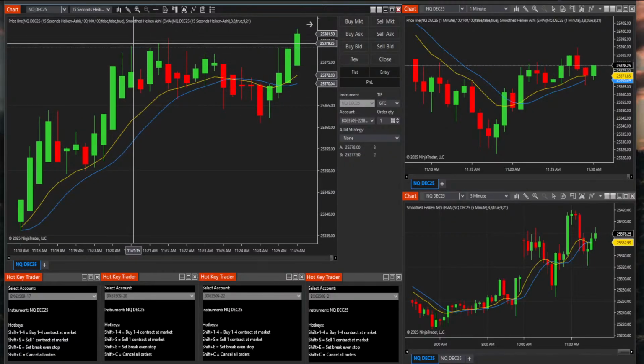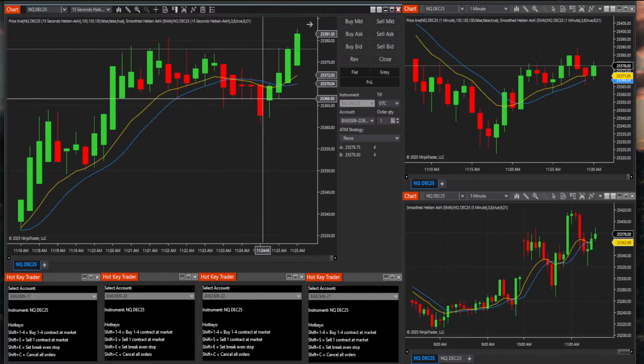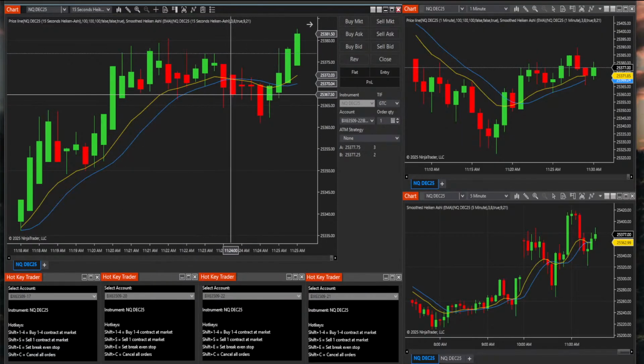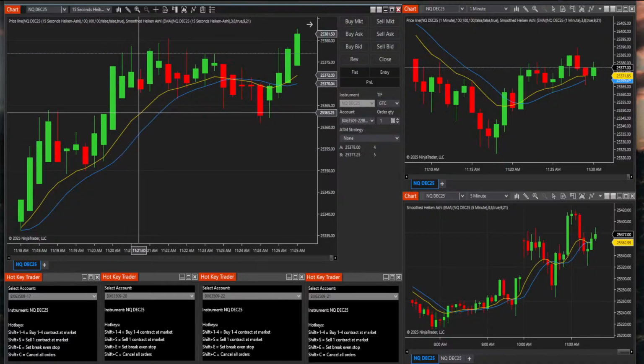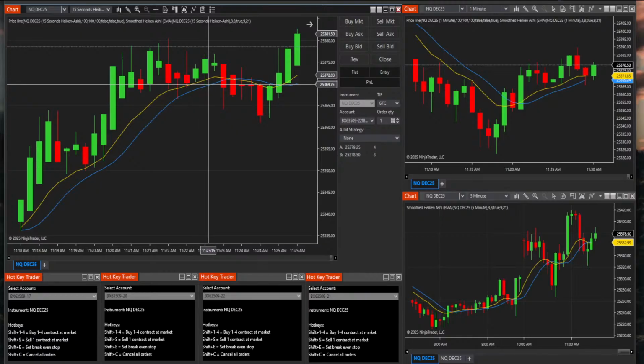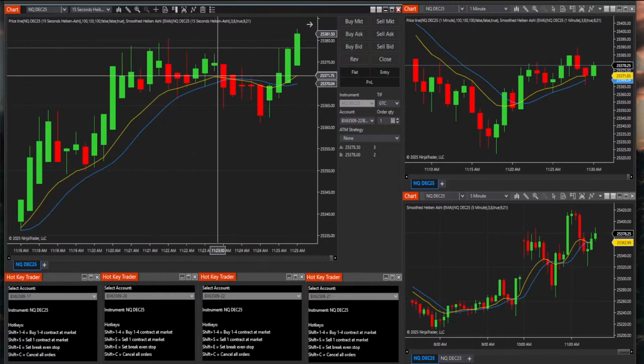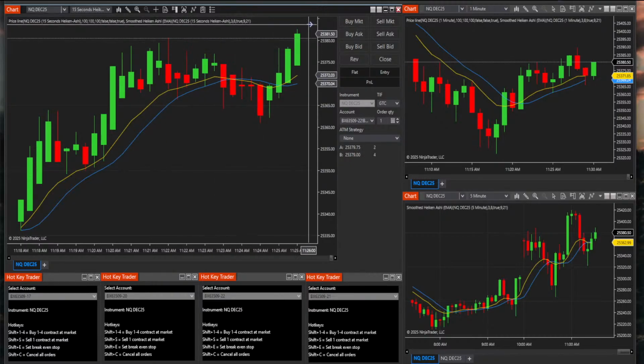We got topping wicks right here. Did it slam down? No. But look what it did. It eventually started filtering out and these lines right here, they started converging back together again. So what does that tell you? Weakness, topping tail right there. It's telling you weakness is coming in, and those lines converged back together again.